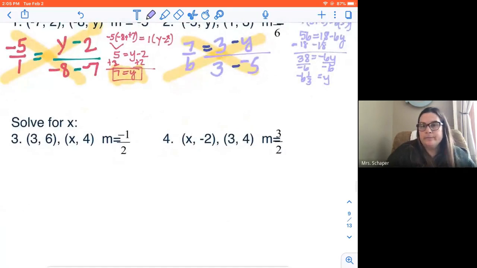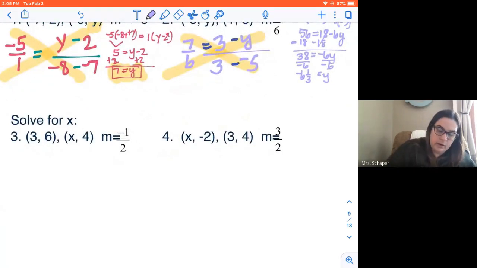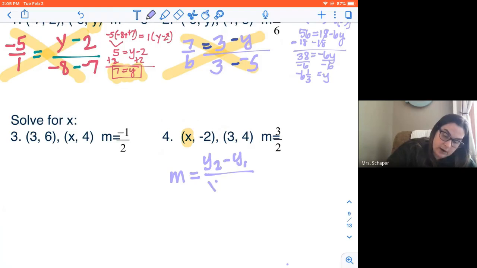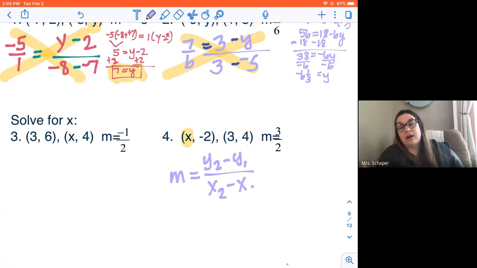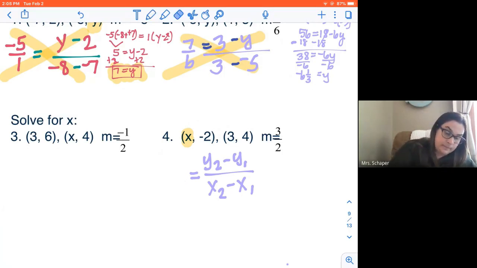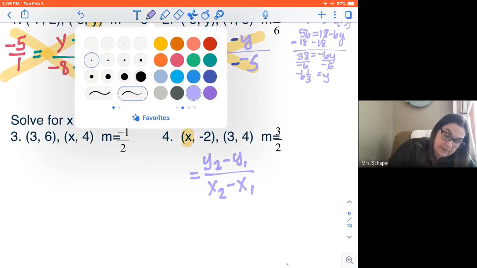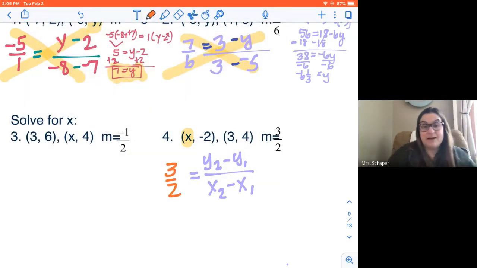Let's try number 4. So I want to solve for x. This is my unknown. So what I'm going to do is start by setting up my formula. M equals y sub 2 minus y sub 1 over x sub 2 minus x sub 1. Once I've done that, now I'm going to replace those variables with the numbers that I know they are. My m is going to be 3/2 because that's what it tells me. M is 3/2.